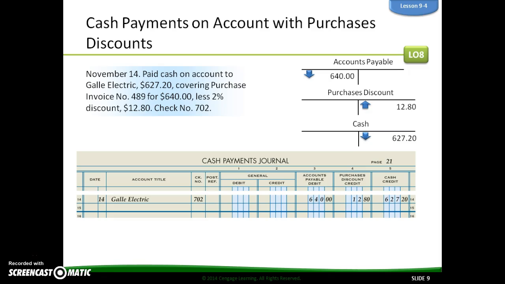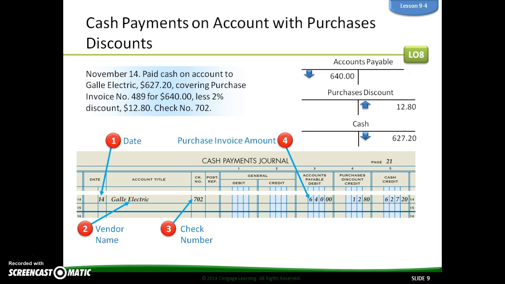So as I look at this cash payments journal, first thing is the date, and then Galley Electric, check 702, and you can see the purchase invoice amount, or the accounts payable piece, is $640. However, the cash discount is listed under the purchases discount credit right here for $12.80, and then the amount of the check is actually $627.20.